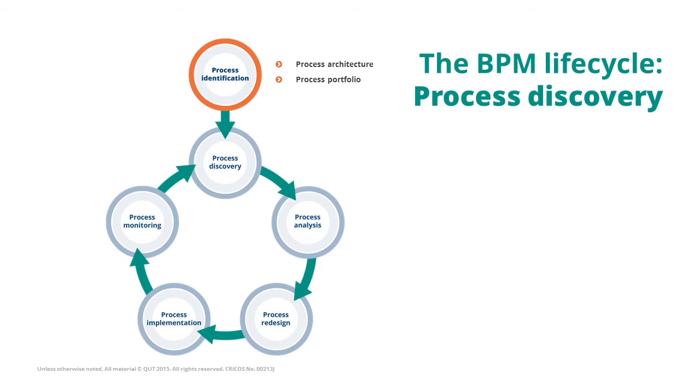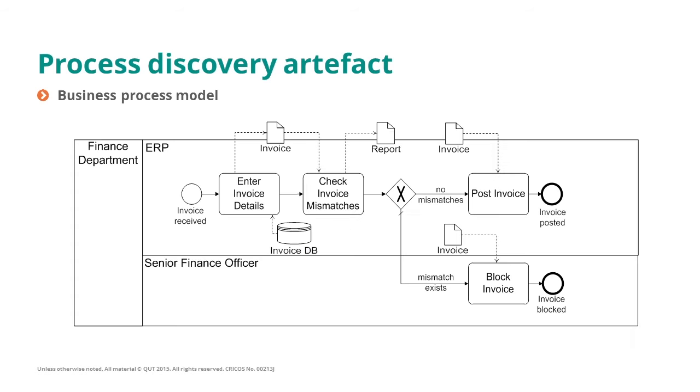The second phase in the BPM lifecycle is called process discovery. In this phase, as the name says, we will discover and decorticate the process and capture it in the form of a so-called process model. This will be done, for example, by interviewing those who are involved in the process on a regular basis. The outcome of process discovery will be a so-called as-is business process model.